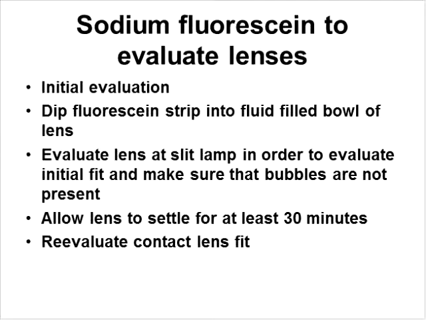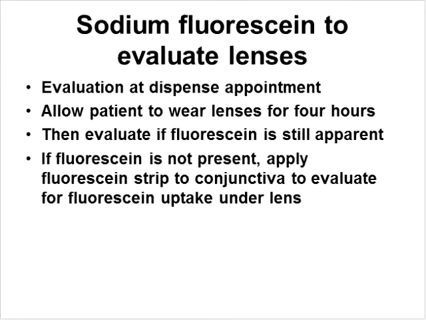When evaluating the lenses with fluorescein at the initial evaluation, it's good to dip the fluorescein strip into the fluid-filled bowl of the lens and then evaluate the lens at the slit lamp in order to look at the initial fit and to make sure that bubbles are not present. It's nice to have the lens actually sit on the eye and settle for at least 30 minutes before really evaluating it, and then coming back and reevaluating the fit of the lens.